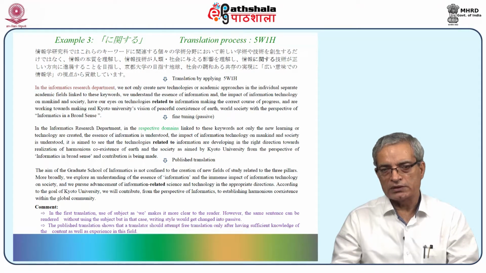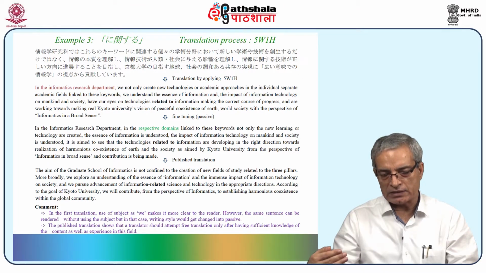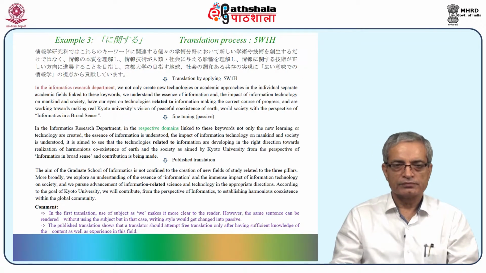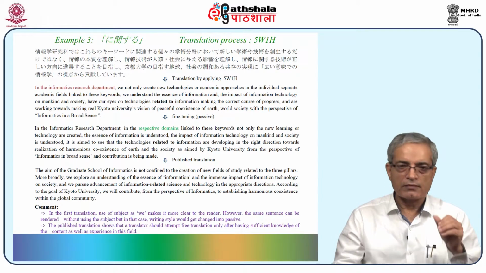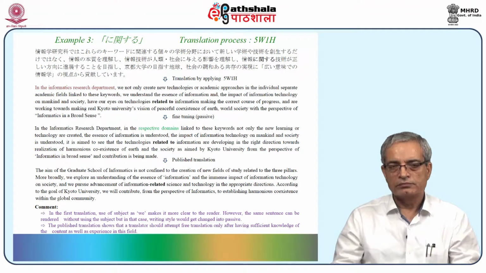Let's do some more work on this, and I think just read the one. This is the published one, which means it's not done as a translation exercise, it was available. So let's see the comparison between the two. The aim of Graduate School of Informatics is not confined to the creation of new fields of study related to 3 pillars. More broadly, we explore an understanding of the essence of information and the immense impact of information technology on society. And we pursue advanced information related science and technology in the appropriate directions. According to the goal of Kyoto University, we will contribute from the perspective of informatics to establishing harmonious coexistence within the global community.